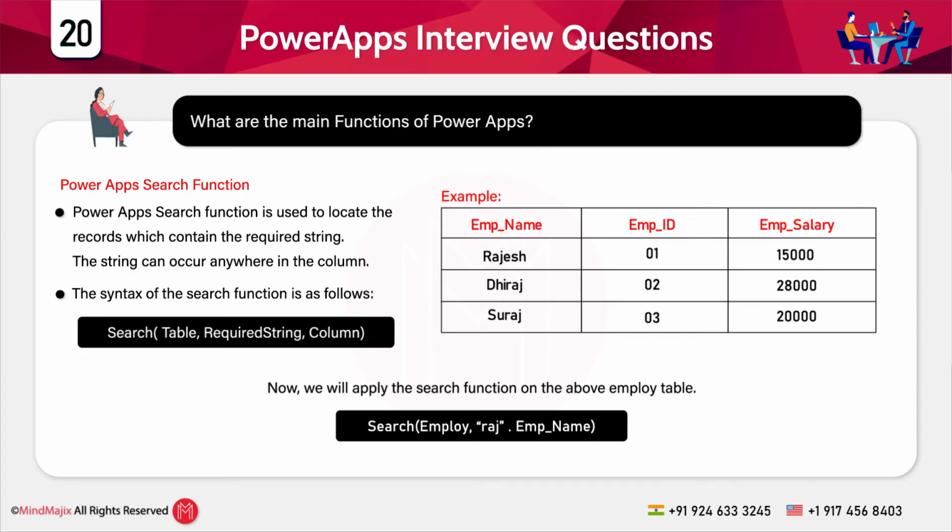Once you mention these things inside the Search and execute this function, it will return all of the records that have this substring present in their names. Here it will return all of these three employees, Rajesh, Dheeraj, and Suraj, since they have RAJ in their names. So this was about the first function, a very important function, Search.